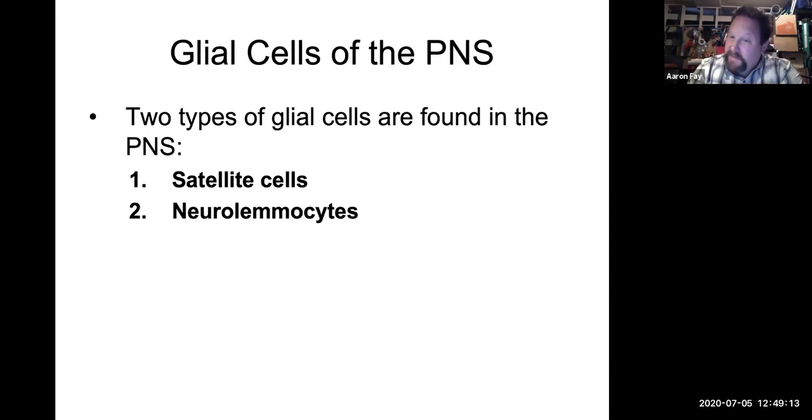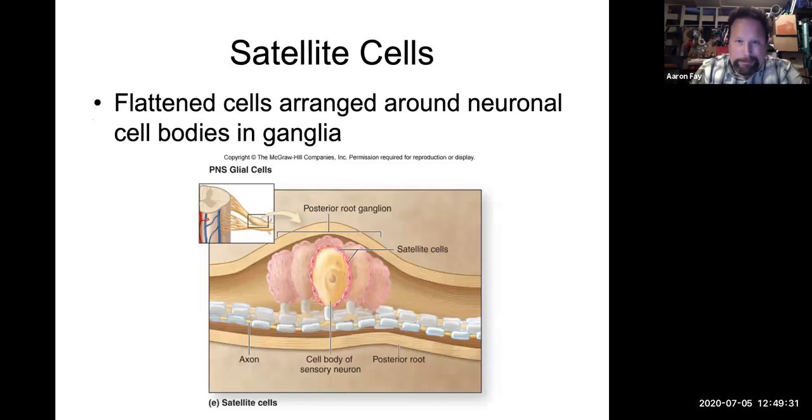So, only two types of cells we're going to talk about. Two types of glial cells in the peripheral nervous system. We have satellite cells, and we have neurolemmocytes. The other name for this that you will commonly find is Schwann cells. So Schwann cell, neurolemmocyte, same deal. Again, these two are only found in the PNS, peripheral nervous system.